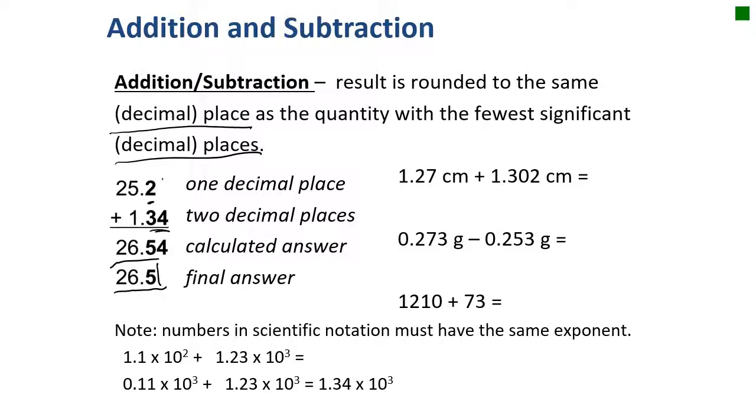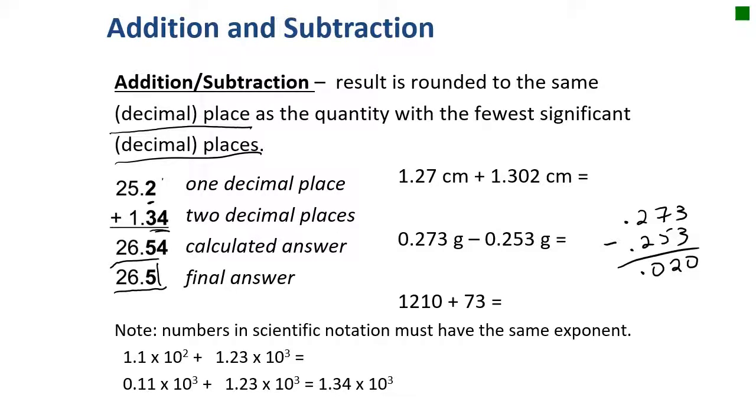If I take here and I subtract this and I take 0.273 and I subtract 0.253 and I do my math, I'm going to get 0.020.